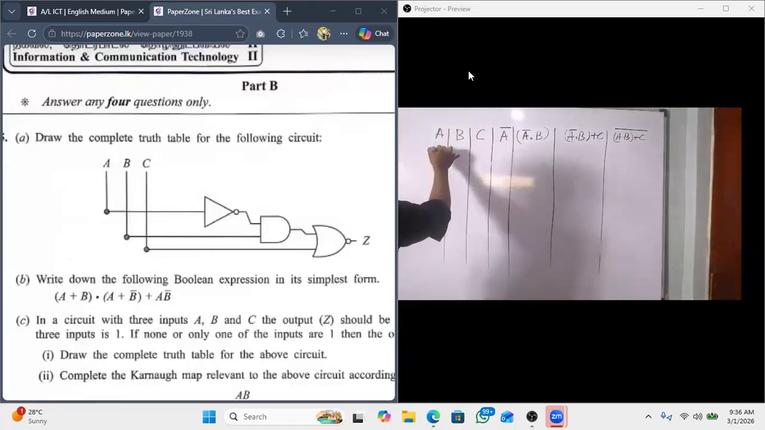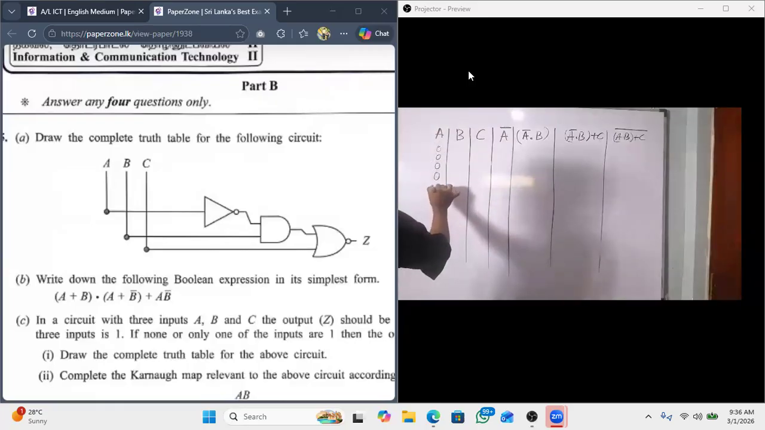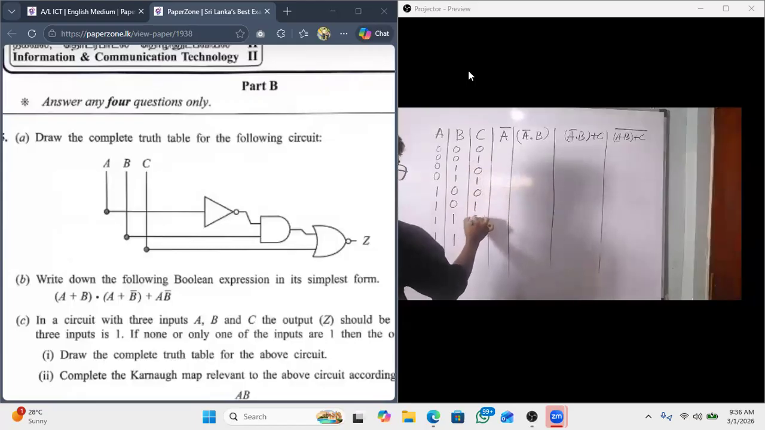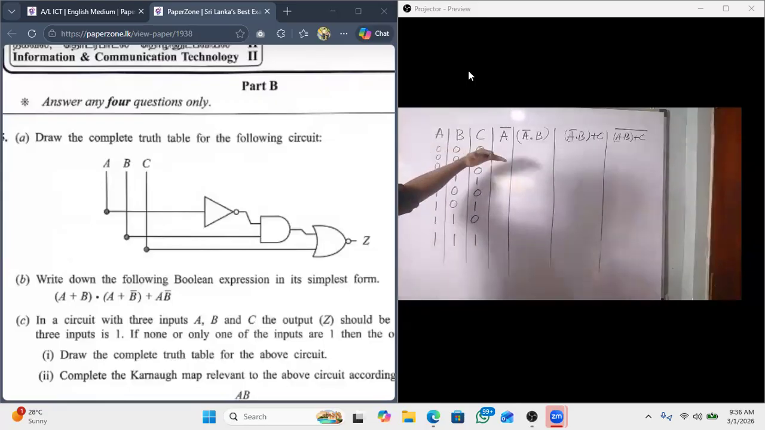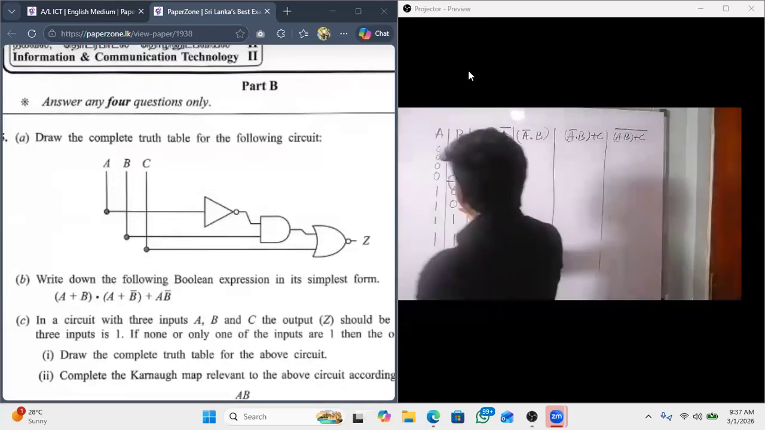So here you get 0, 0, 0, 0, 1, 1, 1, 1. 0, 0, 1, 1, 0, 0, 1, 1. Here you get 0, 1, 0, 1, 0, 1, 0, 1. If your table is correct, you should end up with 3 ones and you should start with 3 zeros. So your input wires are okay. Now you can easily get the other columns.